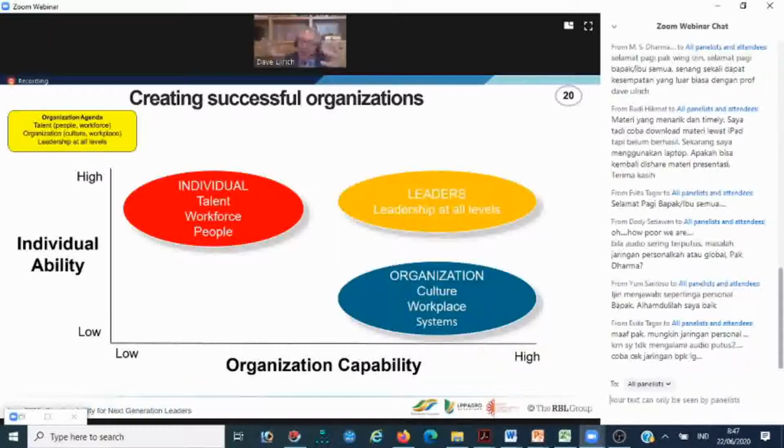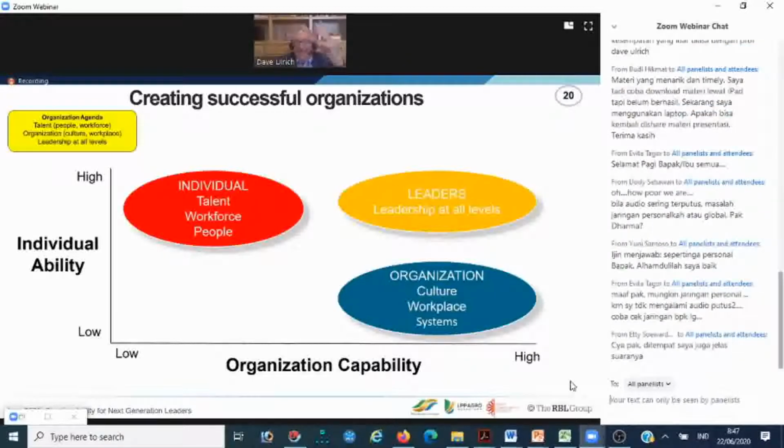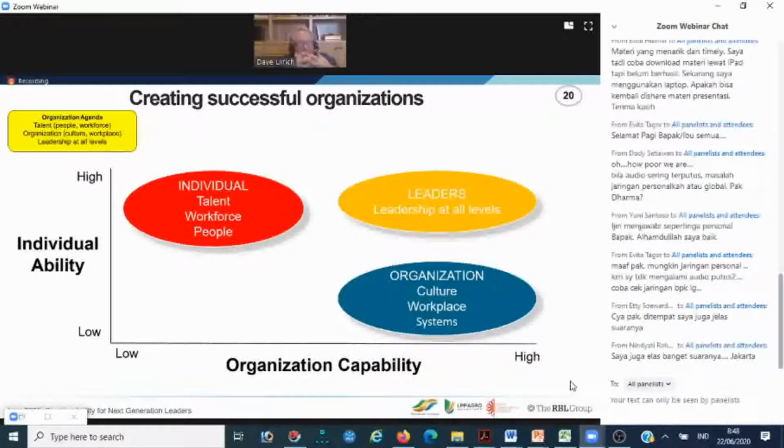Take a step with me. I'm going to go one more step in this first question of why agility matters. In this organizational agenda, there are 3 things we can look at. Individual talent. Again, it would be fun if I saw you and I had everybody raise their 5 fingers. That's individual talent. Those are my people. Organization. The individuals are the 5 people that are talent. The organization is the culture, the workplace, the systems. And leaders combine the two.